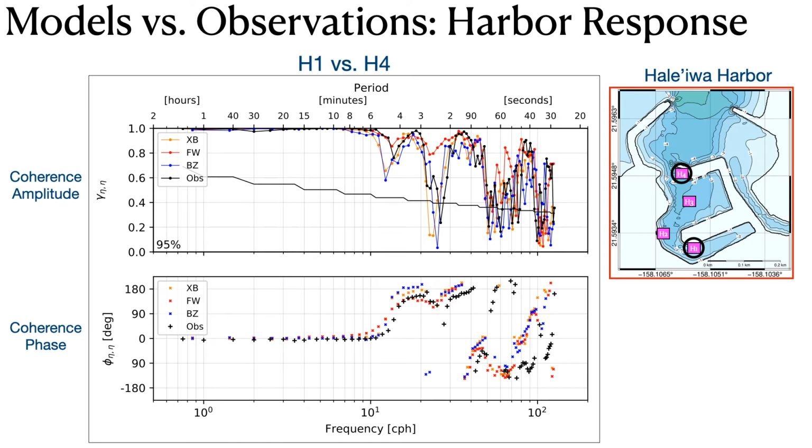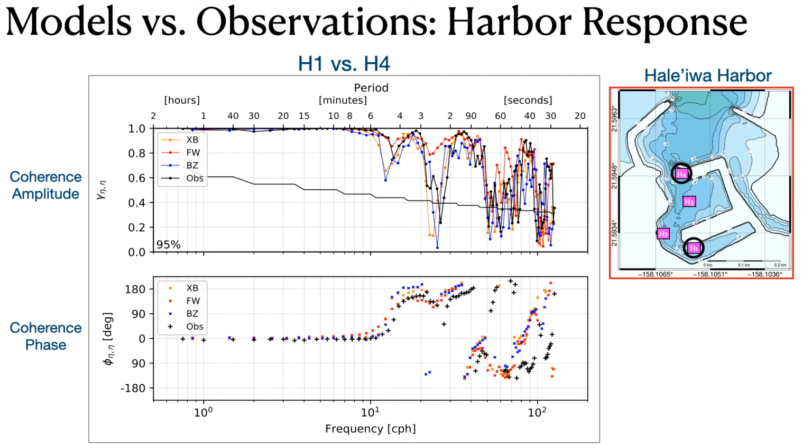We applied a cross-spectral analysis between harbor sites 1 and 4. As you can see in the map, it is the pair with greatest spatial separation from each other. The upper panel of the figure is the coherence amplitude, and the lower panel is the coherence phase as a function of frequency. The horizontal black line in the coherence amplitude plot is the 95% level of no significance.